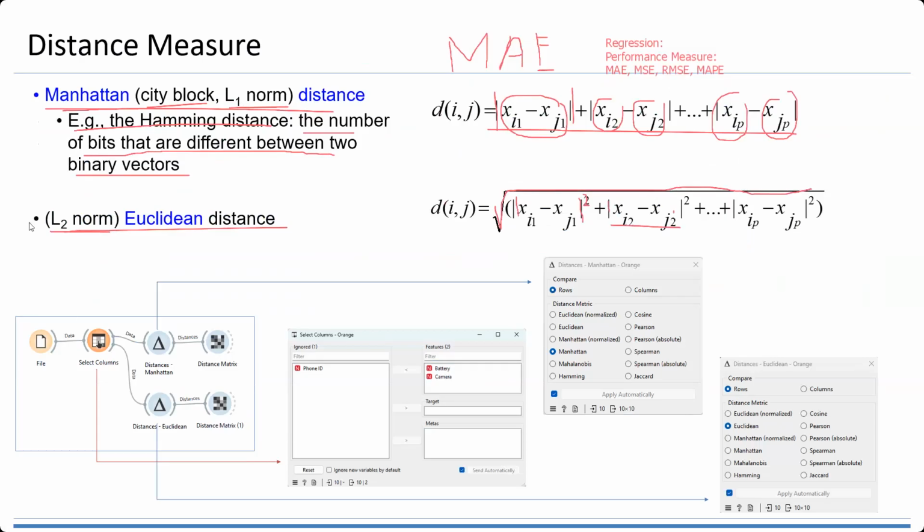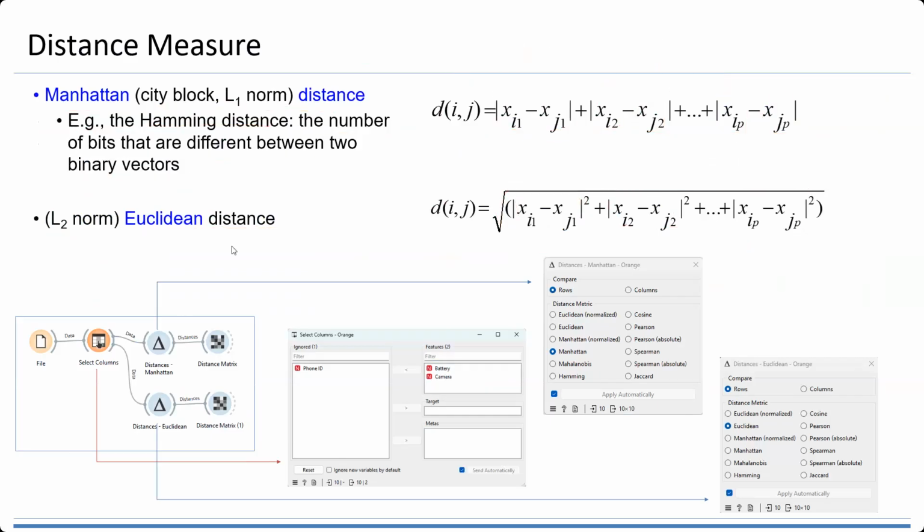Yeah, you can do this in Orange. In Orange, you can see there are many kinds of distance measures. So you can look at the Euclidean normalized, and Manhattan normalized, and there are many other distance measurements such as Mahalanobis, Hamming, cosine, Pearson, Spearman, and Jaccard. Okay, so we will learn about the Euclidean, Manhattan, cosine, and Jaccard.